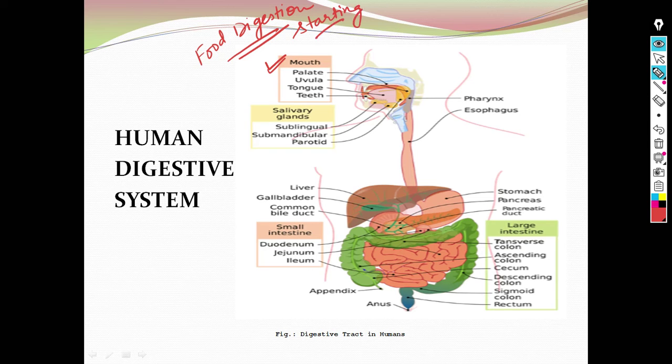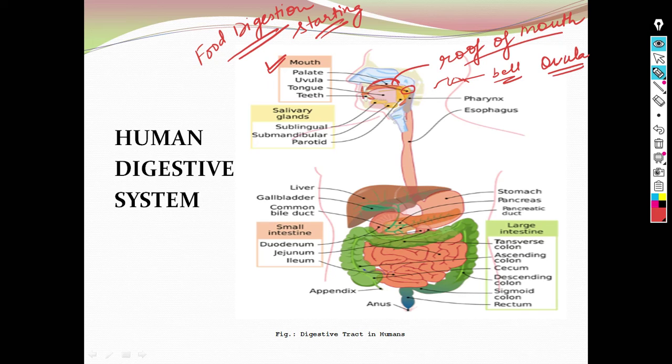Now what is happening in your mouth? You know that the upper roof of the mouth is called the palate. That is like a roof of your mouth. Beneath the roof there is the uvula. The uvula is the extended part in your mouth, which you can see, like a bell shape. We call it the uvula.